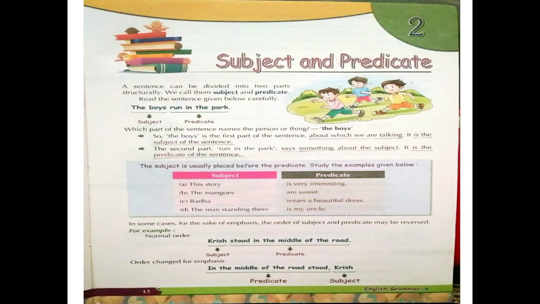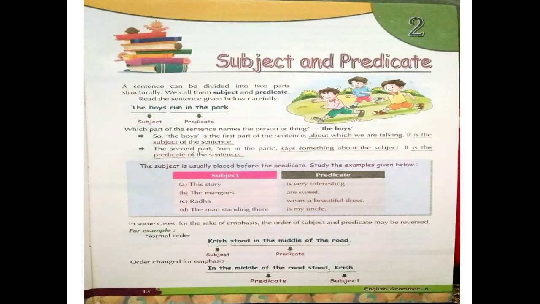In the sentence, "The boys run in the park," we are being told about the boys who are running in the park. So the information is given about the boys and what they are doing: they are running in the park. The boys, the first part of the sentence about which we are talking, is the subject of the sentence. And the second part, "run in the park," says something about the subject. It is the predicate of the sentence.